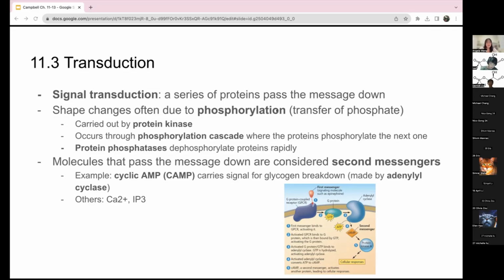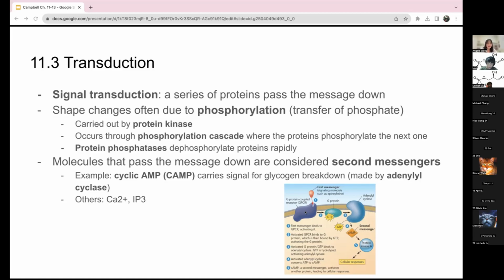Small molecules and ions that help pass the message down are called second messengers. The first messenger is the ligand that binds to the receptor, and these second messengers are often smaller and water soluble, so they can diffuse throughout the cell quickly. The two most widely used second messengers are cyclic AMP and calcium ions, and there are many proteins that are sensitive to the changes in the concentration of these second messengers within the cell.